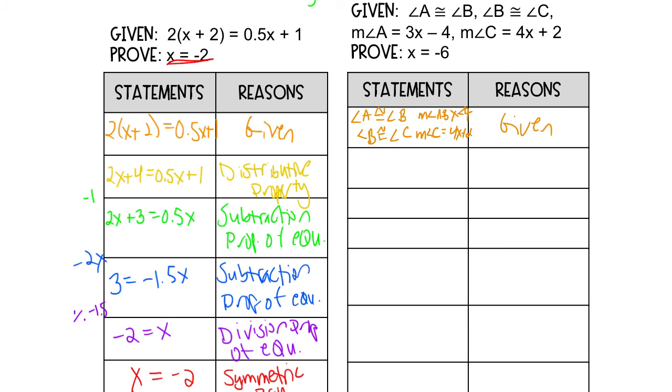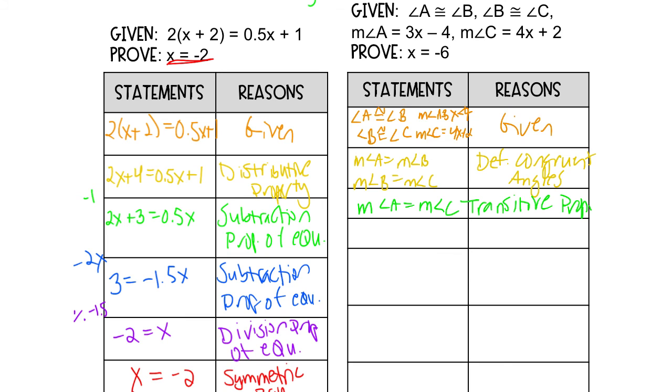All right. So we can say the measure of angle A equals the measure of angle B, and the measure of angle B equals the measure of angle C, because that's the definition of congruent angles. Angles are congruent, and then their measures are also equivalent. Now we can say the measure of angle A equals the measure of angle C, because that's the transitive property. If they're both equal to the measure of angle B, then they have to be equal to each other.